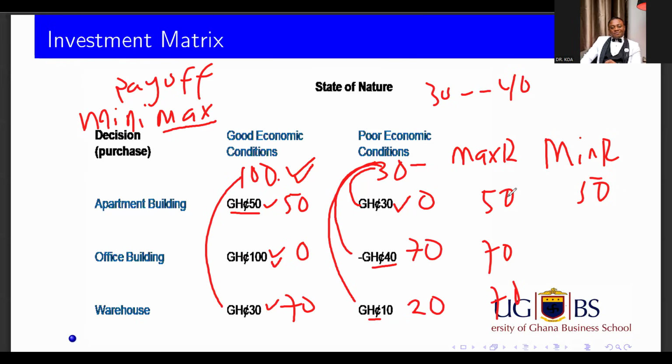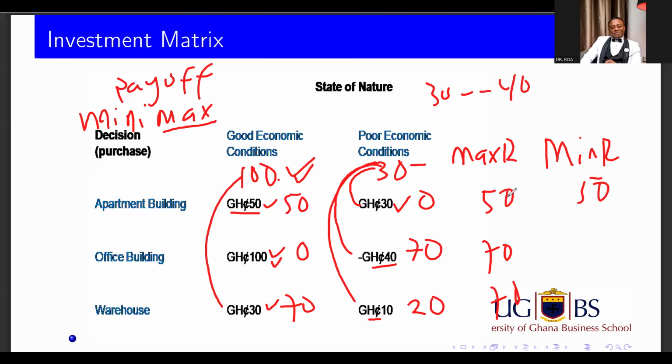So the minimax regret approach uses the regret table. So far, apartment building has taken 2. Office building has taken 1. Warehouse has taken nothing. But it doesn't mean that apartment is the winner. You have to use all the approaches, and the one that has the maximum selected from all the approaches is the one that you would decide on.